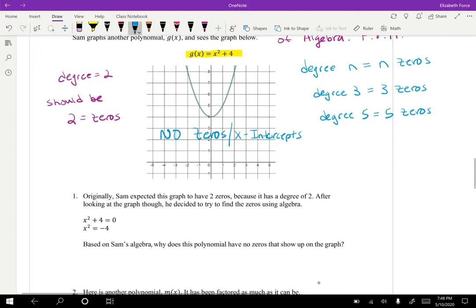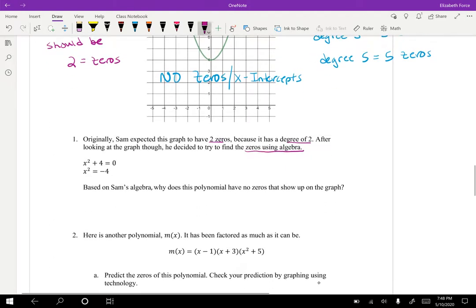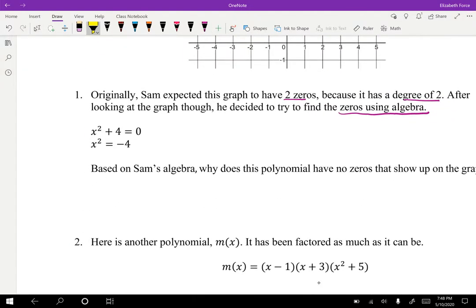So on 1, it's going to start looking at the algebra of getting a zero. Sam expected this graph to have 2 zeros because it's a degree 2. But then he decided to try to find the zeros algebraically. So he took the function and set it equal to 0. He moved the plus 4 over to the other side by subtracting 4, and now he has to solve this. So what number squared equals negative 4?